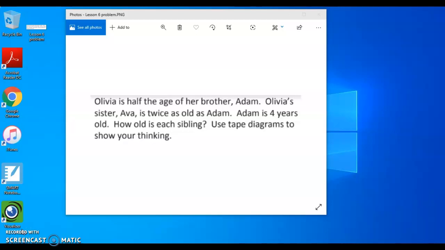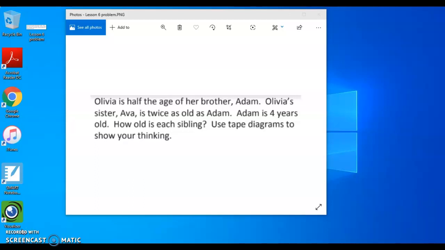Olivia is half the age of her brother Adam. Olivia's sister Ava is twice as old as Adam. Adam is 4 years old. How old is each sibling? Use tape diagrams or bar models to show your thinking.